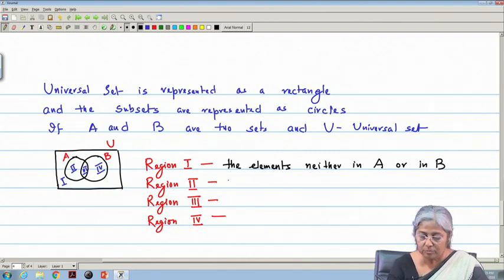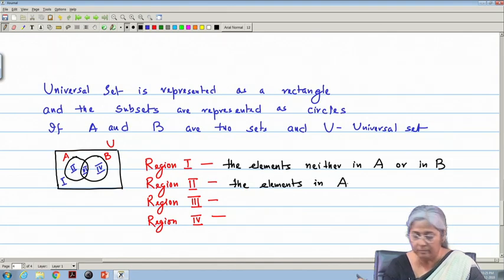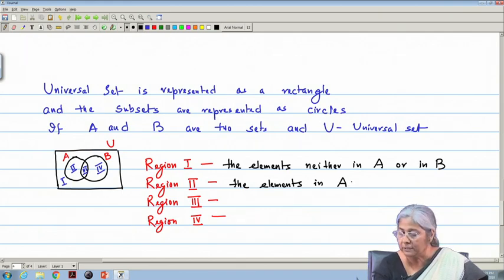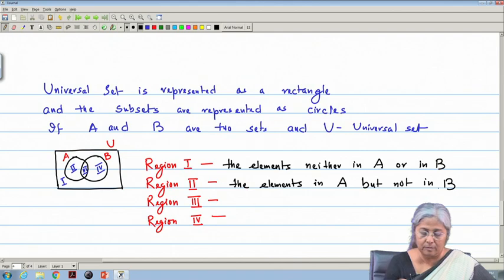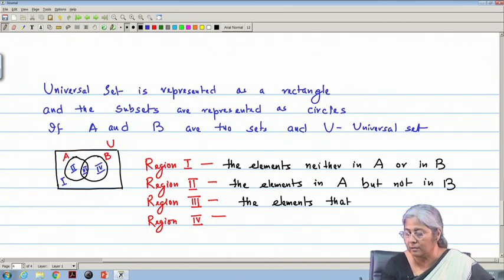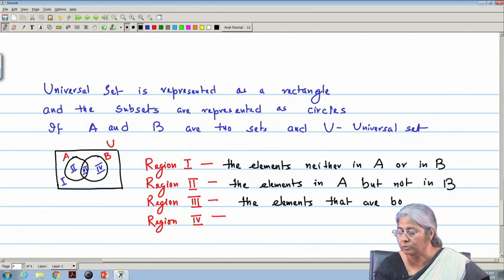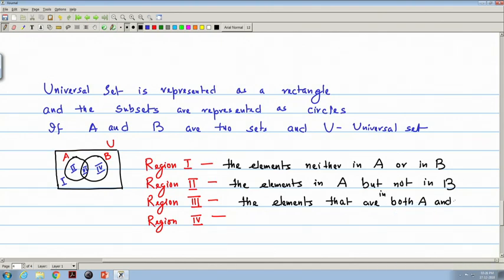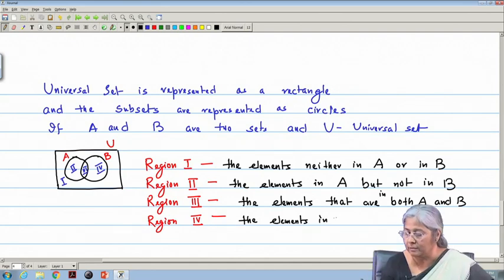Region 2 is the elements in A only, but not in B. Region 3 is the elements that are in both A and B. And region 4 is the elements in B, but not in A.